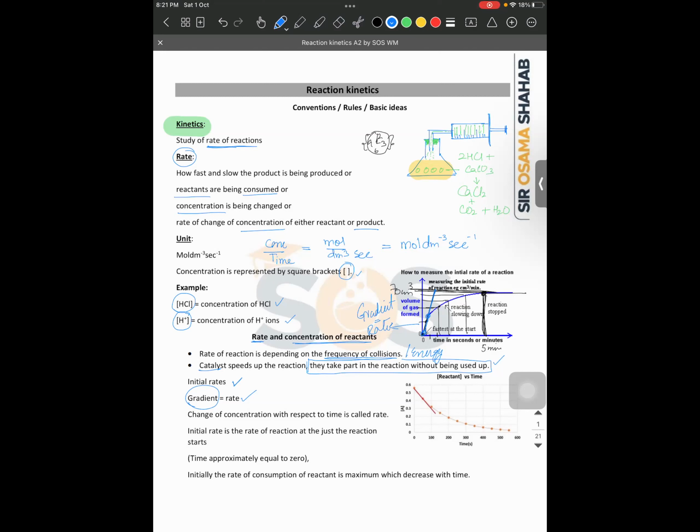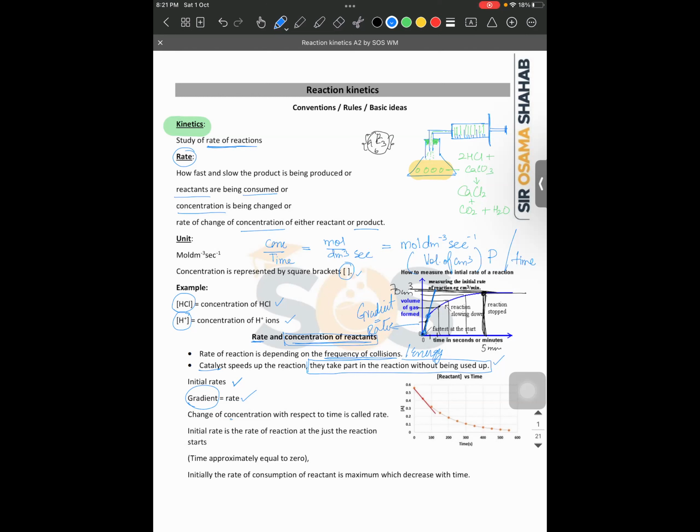Yes, sir. Now this graph is actually the volume of gas, right? And the volume of gas is one of the products. So this is actually a product versus time graph, right? And right now over here we are talking about the concentration of reactant versus rate, right?